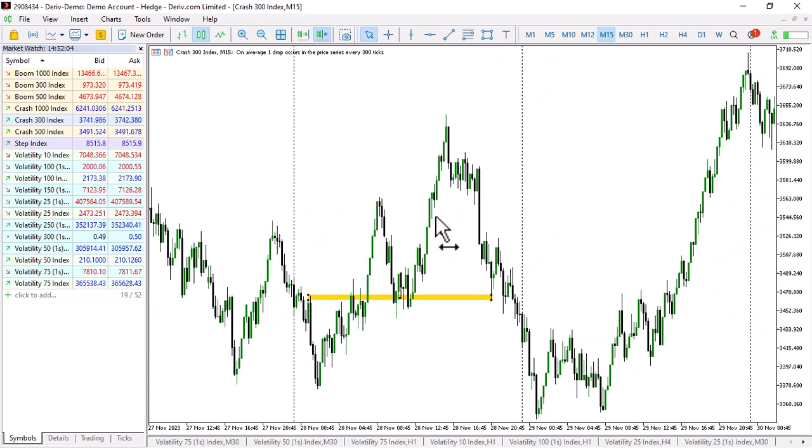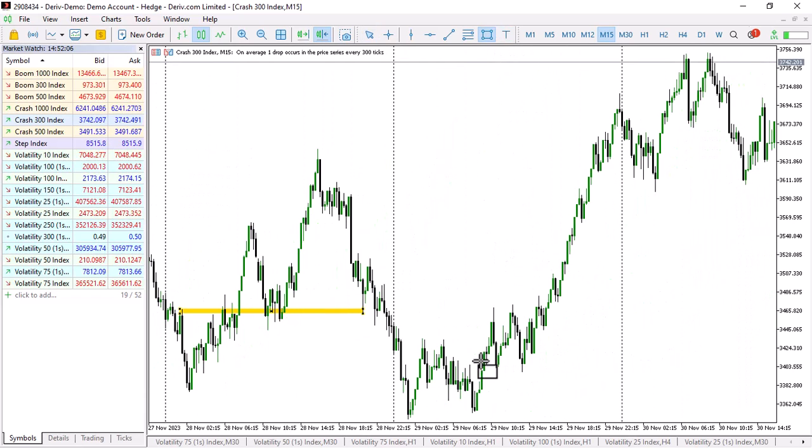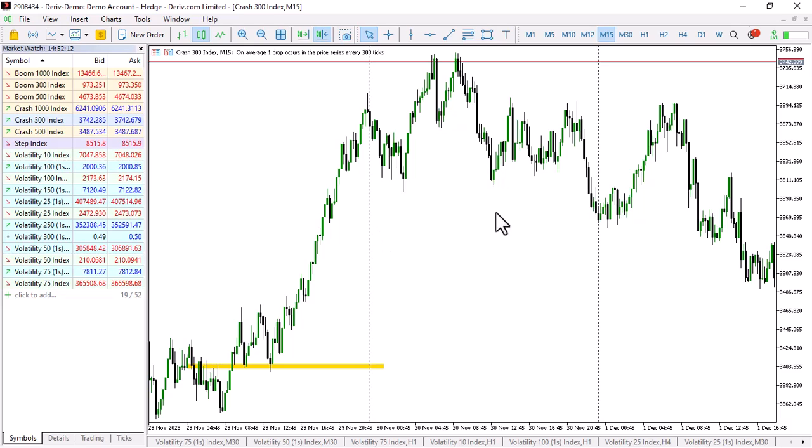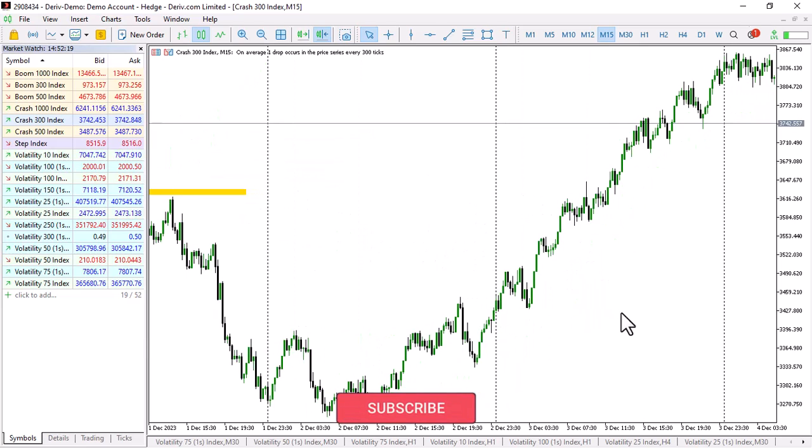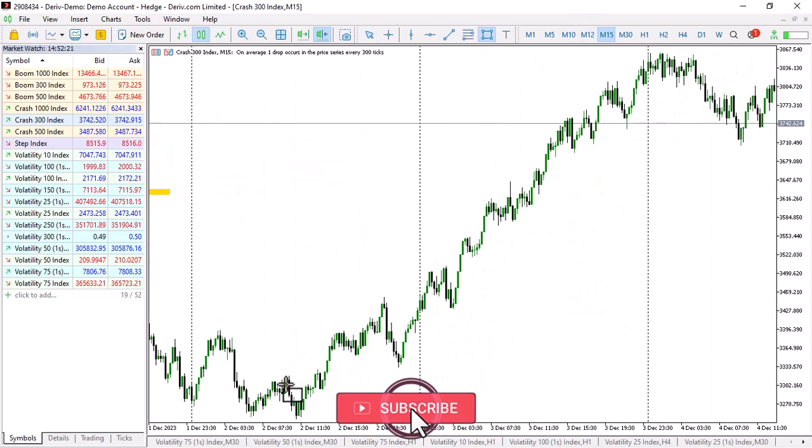This is Boom and Crash, guys. If you want to trade Deriv, this is the go-to strategy. If you want to reset, if you want to start trading, this is the strategy for you to start with and make some money for yourself. This is how it's going on Crash 300.